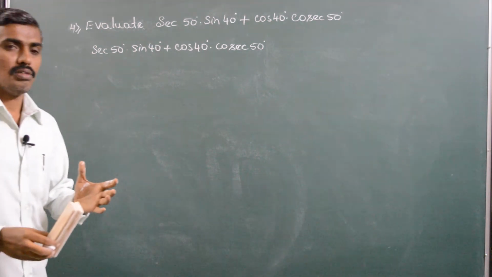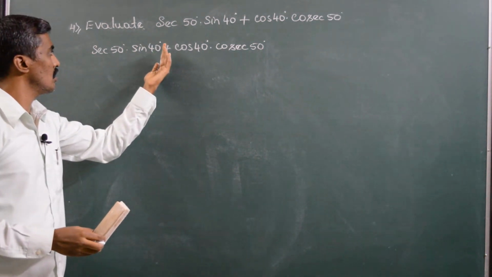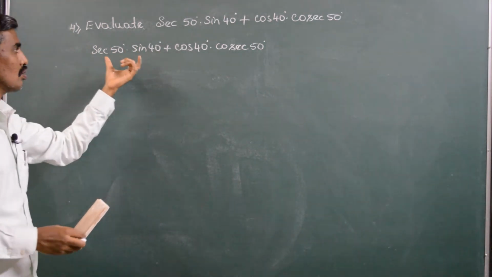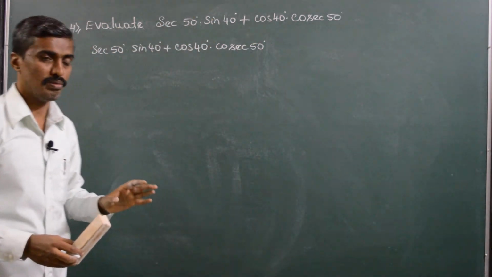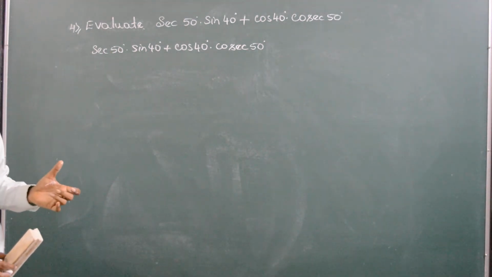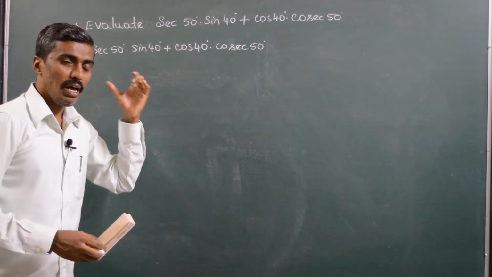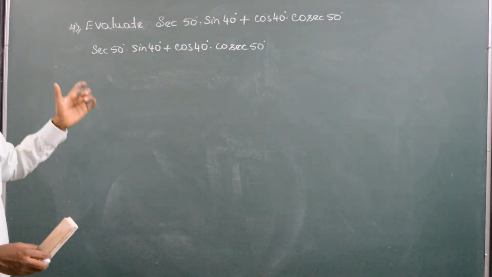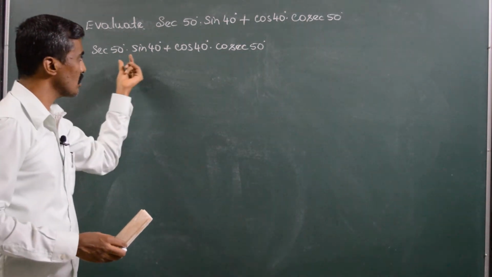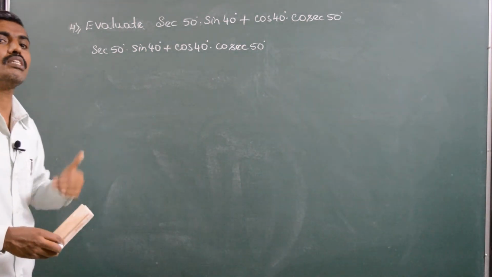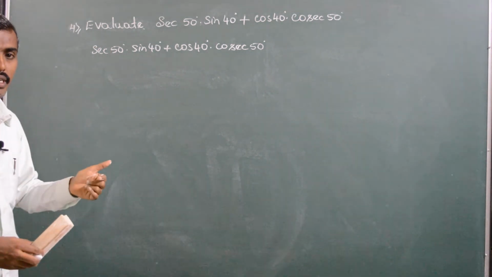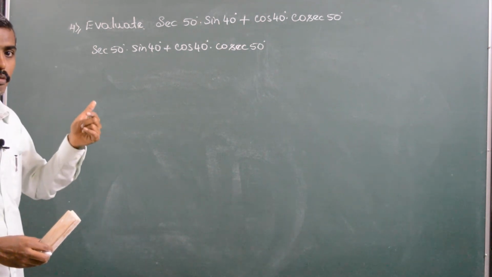So here I will take the left side of the plus sign as one group, and the right side of the plus sign as another group. In the first group there are two terms, secant and sin. In problems on complementary angles, convert any one of the terms on either side of the plus sign into its complement. Here 50 degree. So what is the complement of 50? That is 40 degree, correct?